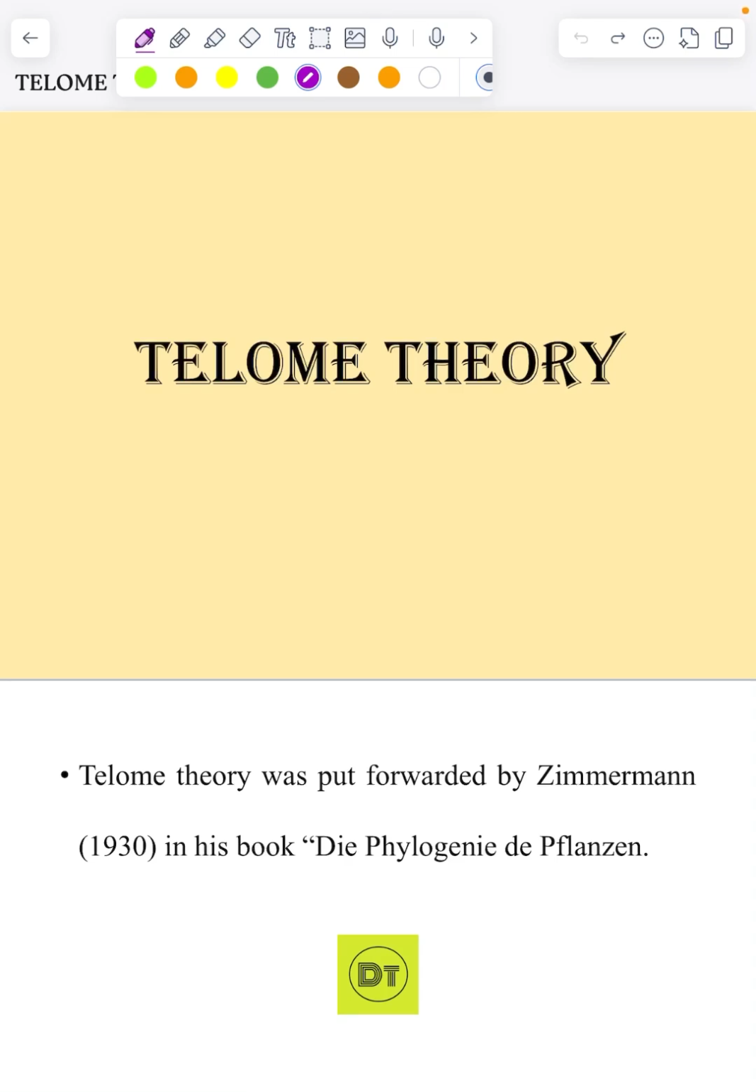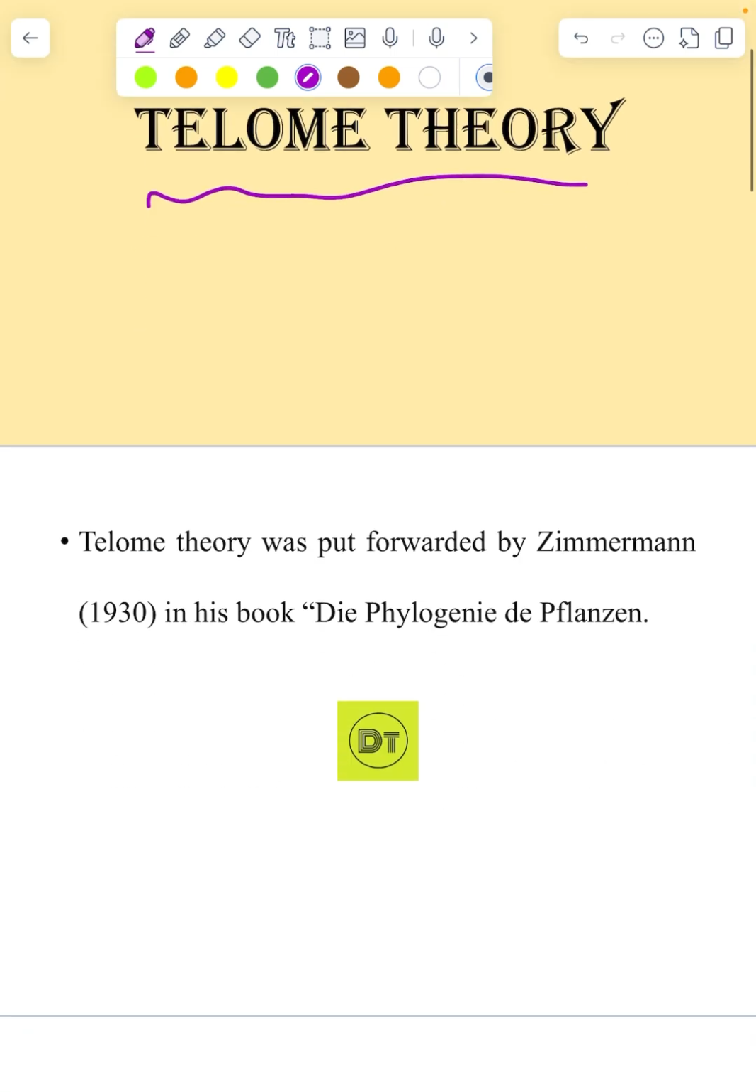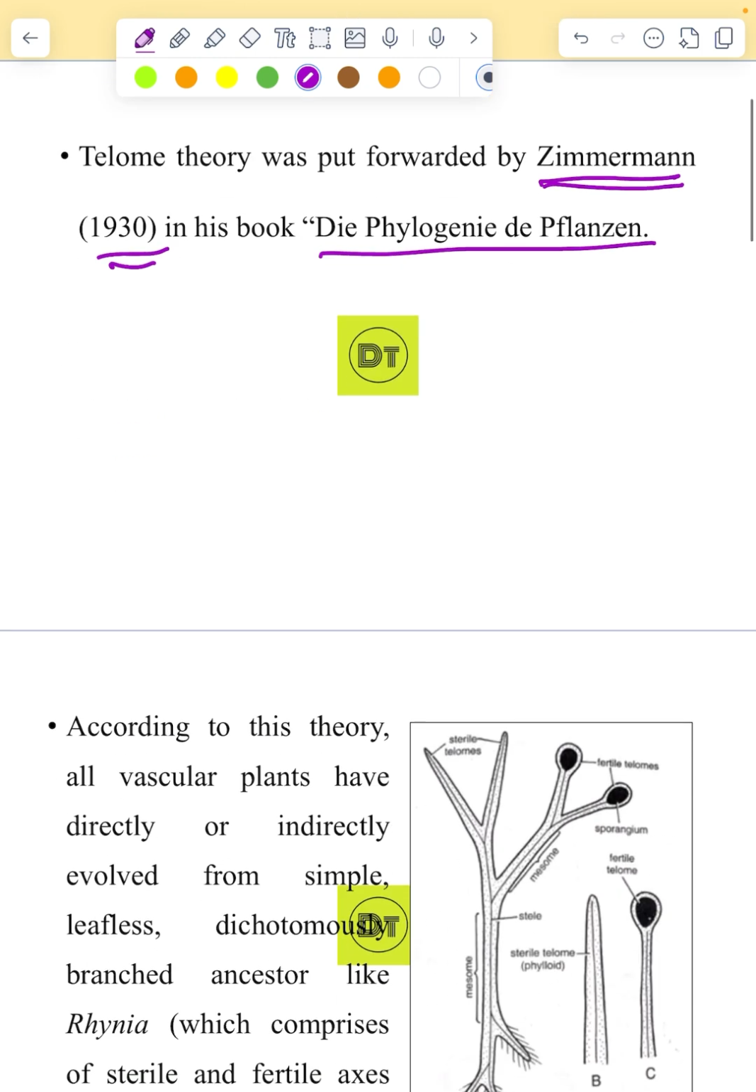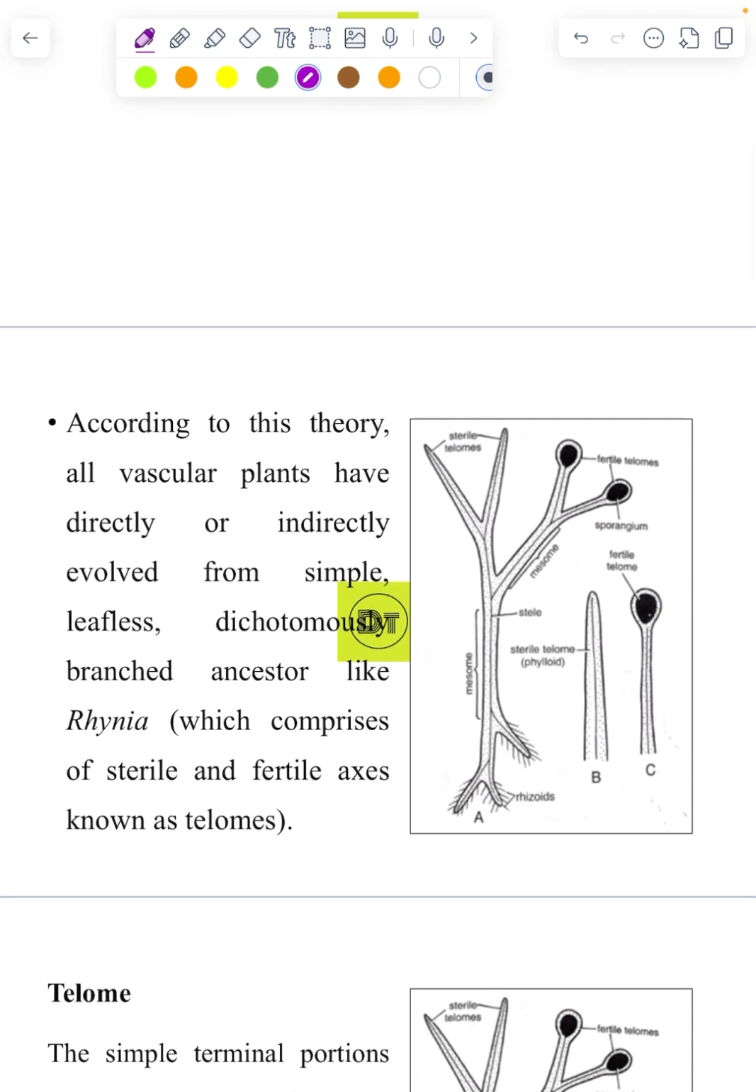Students, today we are going to learn about a very important theory which is known as Telome theory. This theory was first put forward by Zimmermann in the year 1930 in the book named Die Phylogenie der Pflanzen. According to this theory, the vascular plants have directly or indirectly evolved from simple leafless and dichotomously branched ancestors like Rhynia. This picture is of a Rhynia plant.